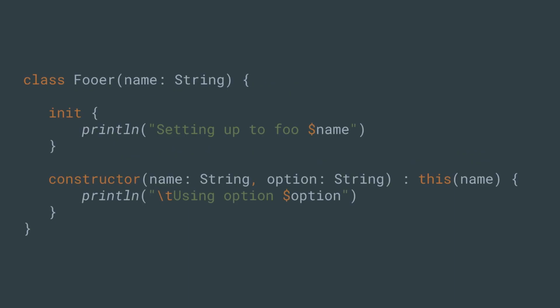Just like in Java, you can have multiple constructors. Kotlin has that concept of the primary constructor, whose parameters are passed right along the class. And every secondary constructor has to delegate to the primary constructor. That's what that colon this name means. Even if you have other constructors, they always have to invoke the primary constructor of the class.